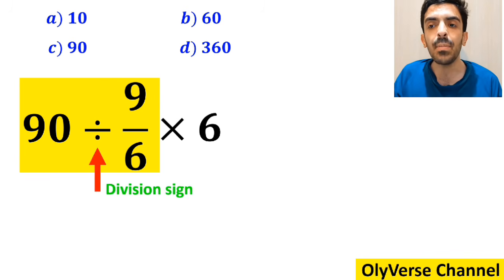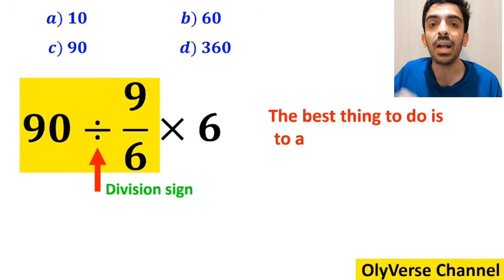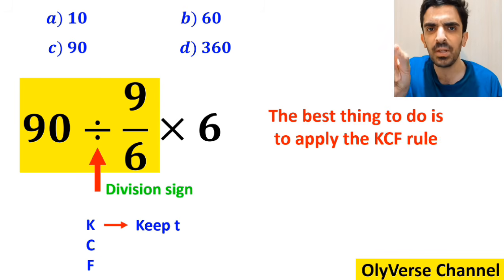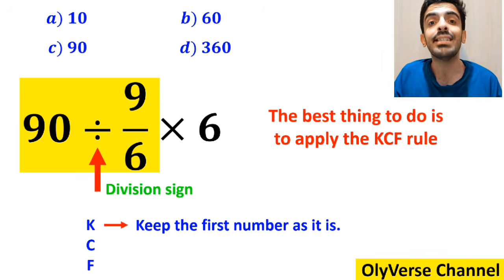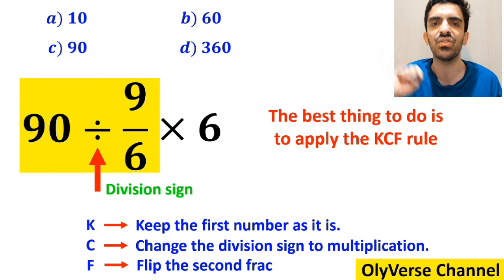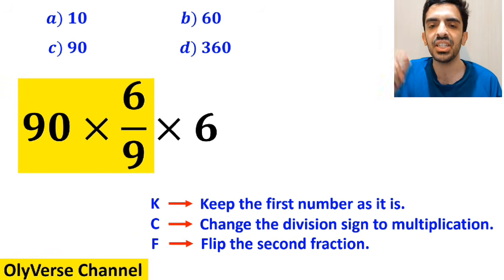Whenever we come across a division sign between two terms, the best thing to do is to apply the KCF rule. In this rule, K stands for keep the first number as it is. C stands for change the division sign to multiplication. And F stands for flip the second fraction. So, we remove the highlighted part and replace it with 90 multiplied by 6 over 9.